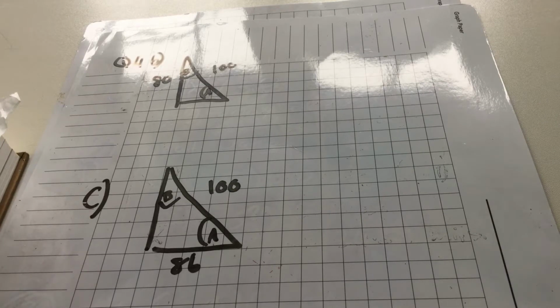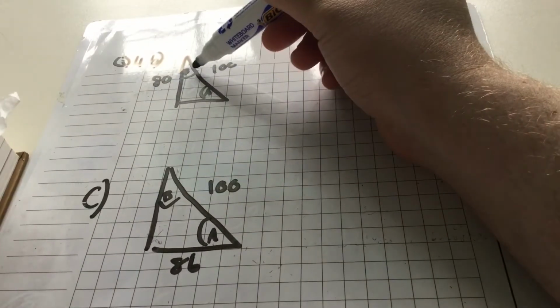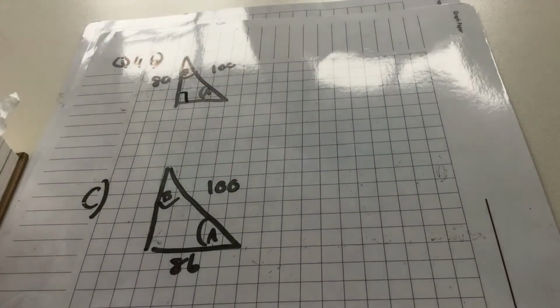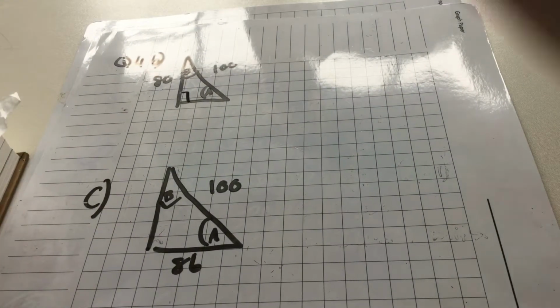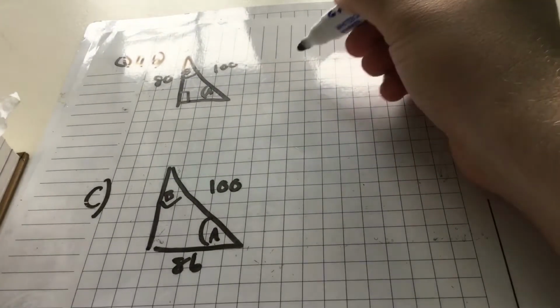Okay, so correcting the homework. Question 4B and C seem to be the only two that we had issues with. So we're looking for these two angles, A and B, and we know these two lengths, 80 and 100. Now we can go for A or B first. So we'll start with A.